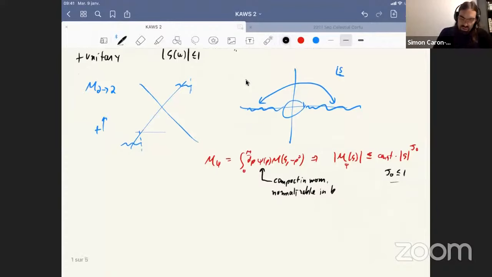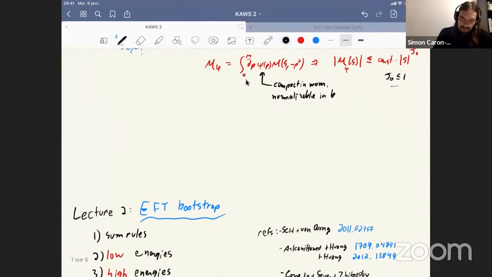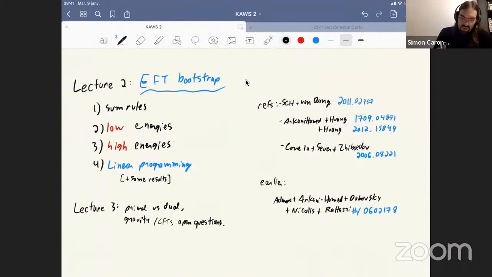So this lecture will be about the EFT bootstrap, or at least trying to constrain effective field theories. We're not going to necessarily narrow down interesting effective field theories, but we're going to constrain the space and learn about the general structure of any effective field theory, even if the UV completion is very strongly coupled and we can't access it otherwise.